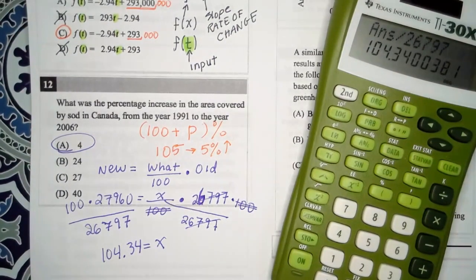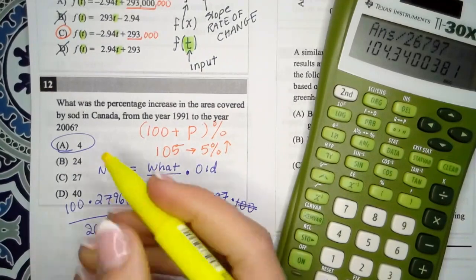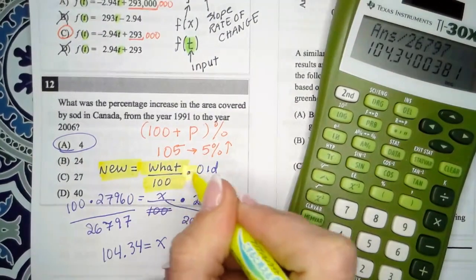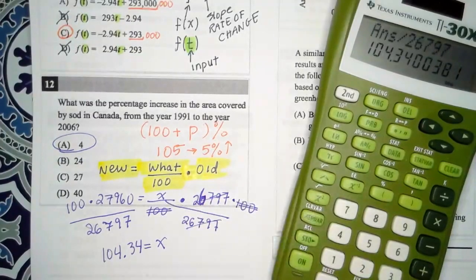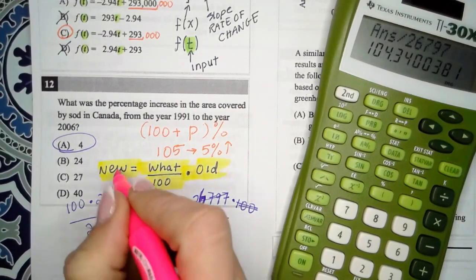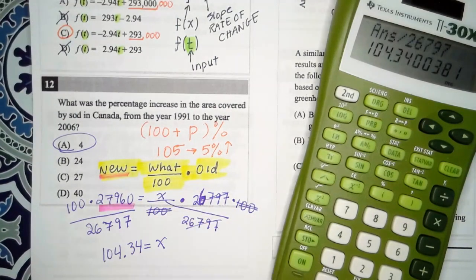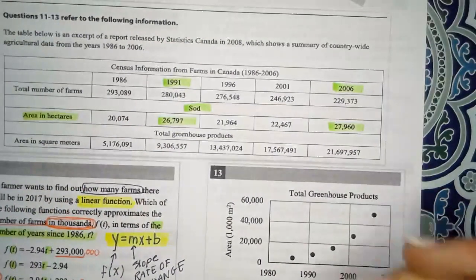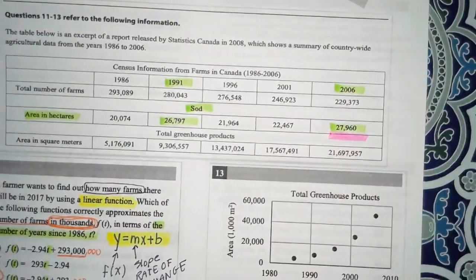The main formula you got to know in order to do it is: new amount is what percent of the old amount. And then you just drop each thing into the equation, and that's it. So it's 104%, I'm rounding, of the old amount. So we solved for the x, because we didn't know what that was. We knew the new amount, 27960. That was in the problem over here, 27960. That was the new amount.